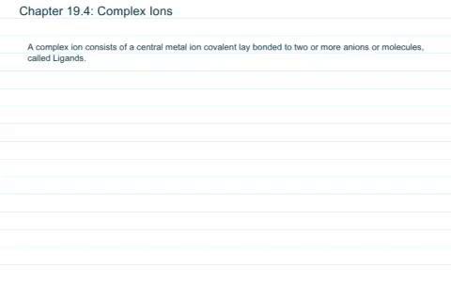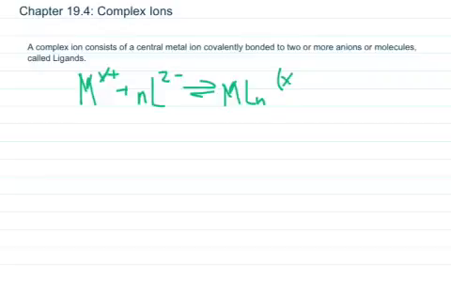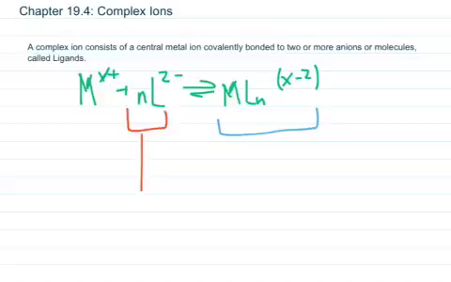Alright, so now we're at chapter 19.4, complex ions. A complex ion consists of a central metal ion covalently bonded to two or more anions or molecules called ligands. So how does this look? We have an M X plus, plus n L Z minus, goes into ML n X minus nZ. So this gives us our complex ion right here. And this right here is known as our ligand.